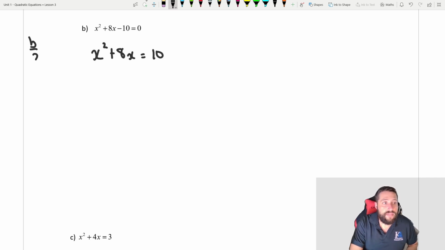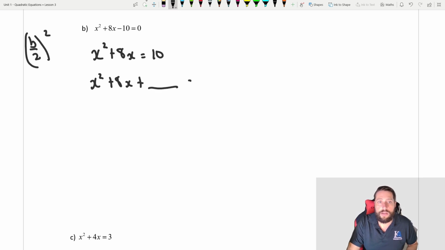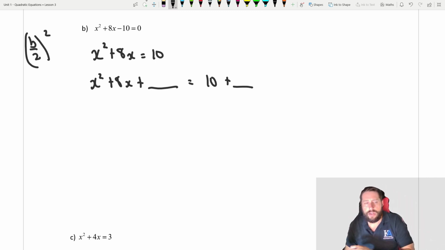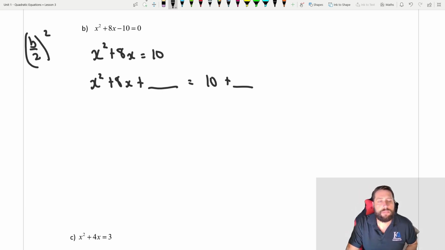We're going to go b divided by 2 squared. So it's going to be x squared plus 8x plus blank is equal to 10 plus blank. So whatever we do to one side, we have to do to the other side. So since we're adding something to the left side, we have to add it to the right side. Okay, so we have x squared plus 8x plus, well, b is 8. 8 divided by 2 is 4. 4 squared is 16. So we're going to add 16 to both sides.